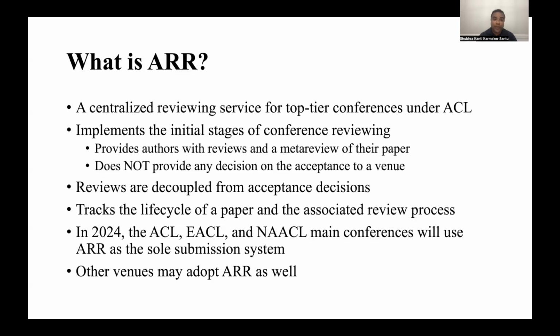And why do we care about ARR? Well, in 2024, the ACL, EACL, and NAACL main conferences will use ARR as the sole submission system. So if you are planning to submit to any of these conferences, you have to go through this ARR process. Other venues may also adopt ARR as well.